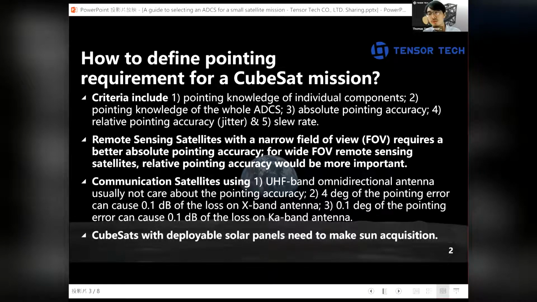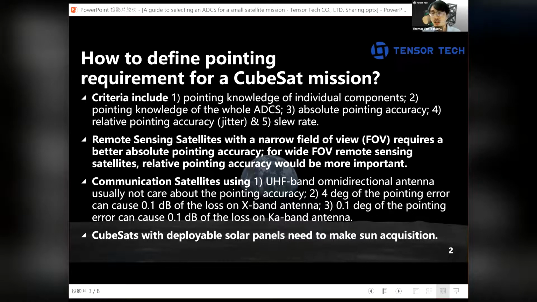So let's break down different types of satellites. There are the remote sensing satellites. If you have a narrow field of view, then the absolute pointing accuracy will be very important, because if your satellite drifts too far away from your targeted object, then your target object will be out of the field of view of your camera.